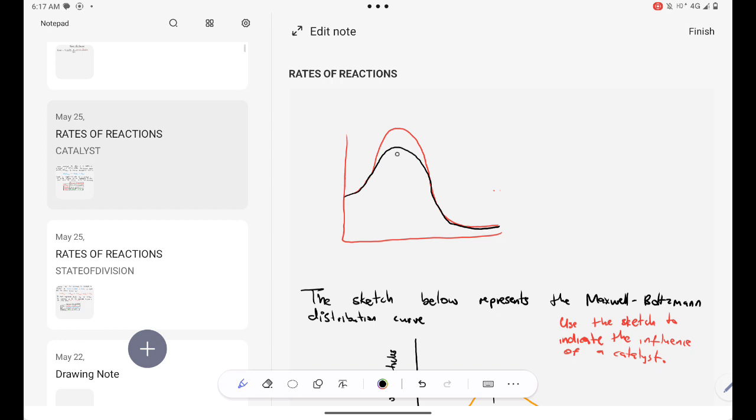This black curve over here is the curve whenever a catalyst is added, because the activation energy is lowered. Initially, this was the size of the activation energy, but right now, after a catalyst was added, this is the new size of our activation energy. It has been decreased. The same applies with an endothermic reaction.